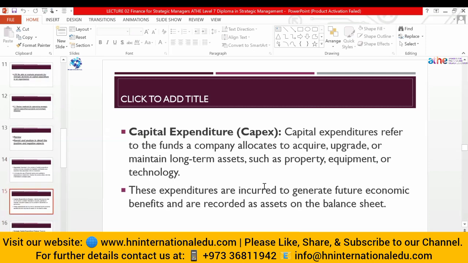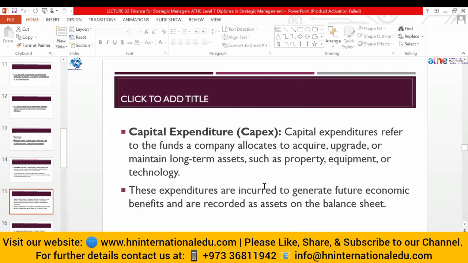Capital expenditure, capex. Now this refers to the funds a company allocates to acquire, upgrade, or maintain long-term assets such as property, equipment, or technology. That is all about the assets. Even when you buy an asset, there is an expense on it. You cannot just leave things idle and not do anything to it. If you're not working with it, or not upgrading it, or at least not watching whether it's working fine or not, you're going to get an expense over it.